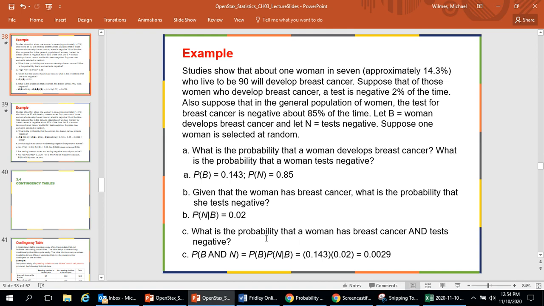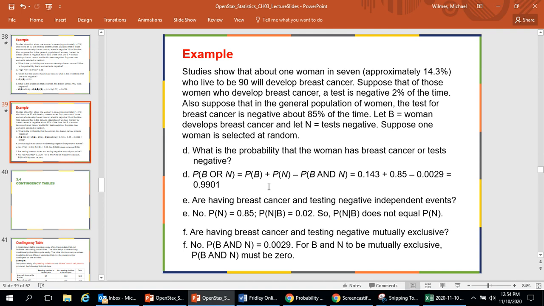Okay. So for this, we're going to calculate the probability that we get breast cancer, so 0.143. And then we're going to find the probability that not only do we have breast cancer, but we are also testing negative. So we use this answer from up above. The probability of cancer times the probability of a negative test given cancer, that's 0.02. We multiply those two together. So a very small chance that this would happen.